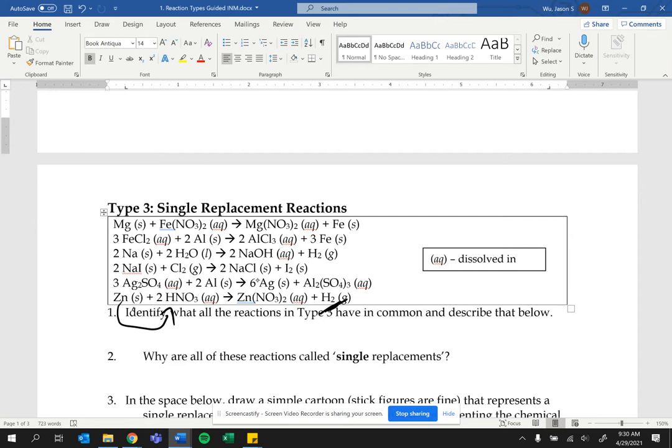Or take a look here. Look at how you have Cl2 and it bumps out I. So you have NaCl and I2. Again, this is I2, not I, but it's still one thing bumping out another.